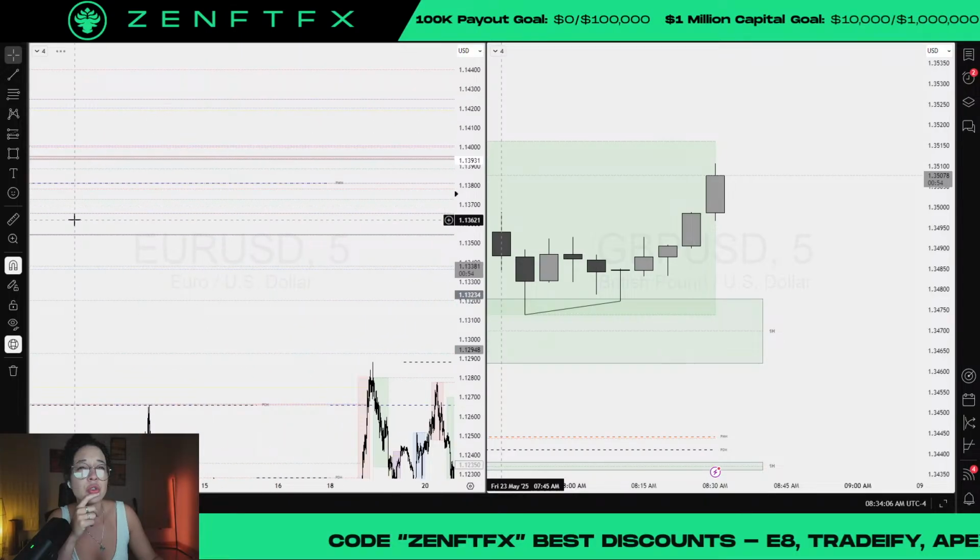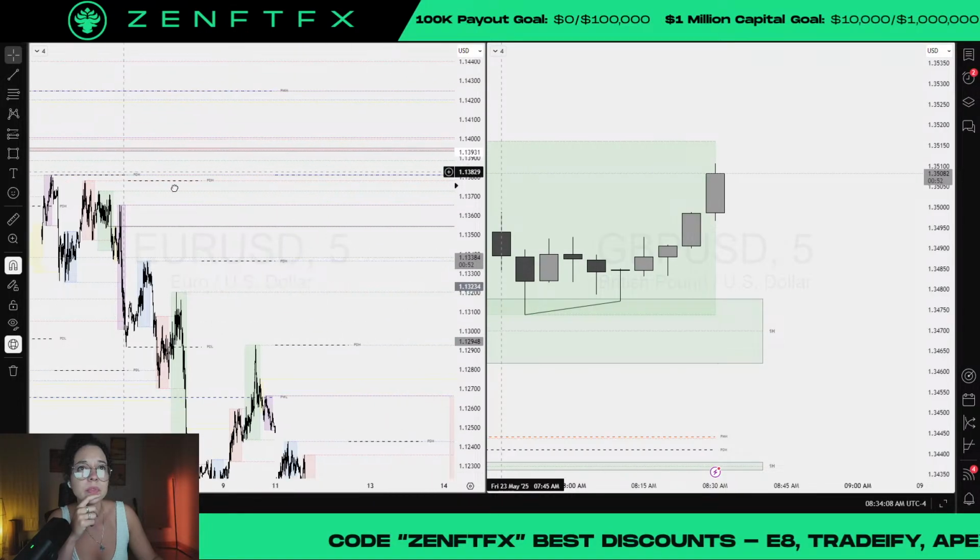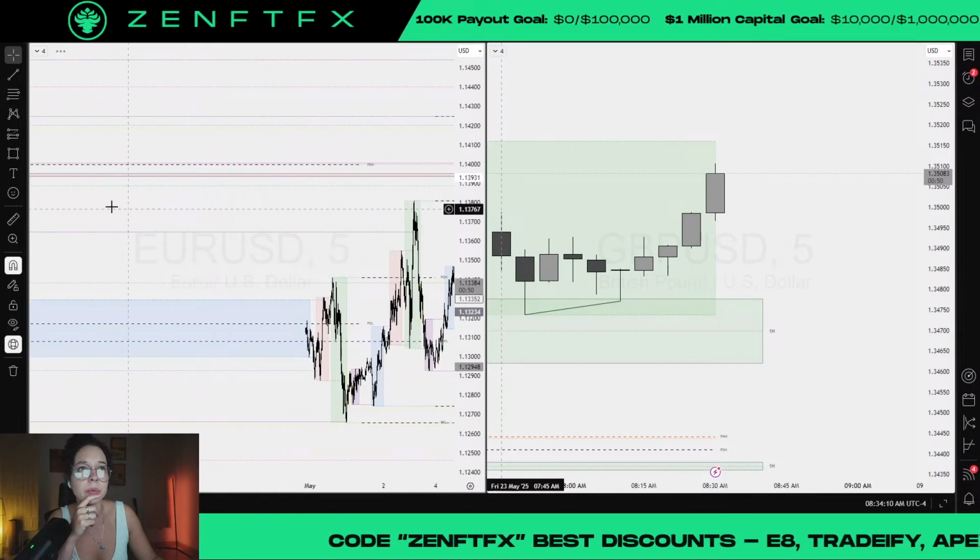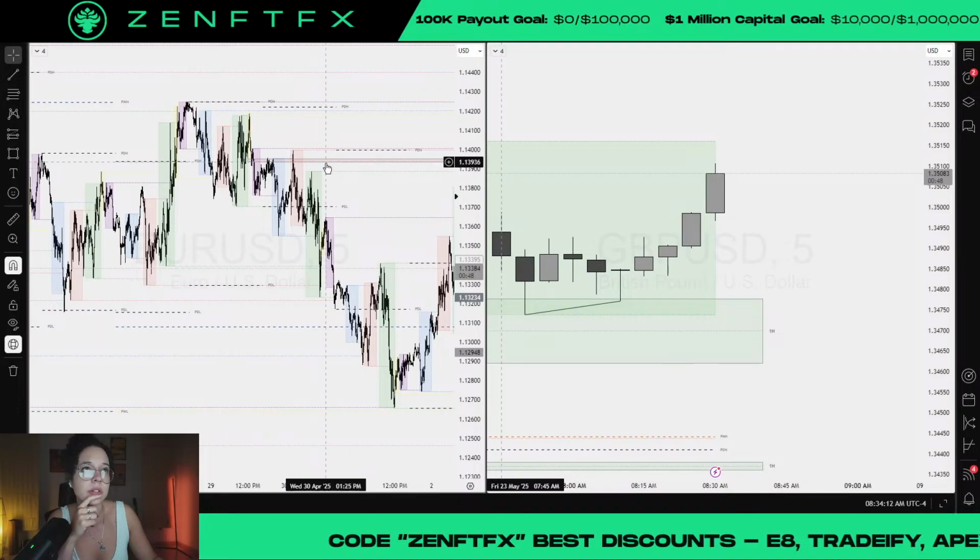It's super tiny. I don't know from which point it was. Okay, so it was actually already filled, but that fair value gap still has not been invalidated.